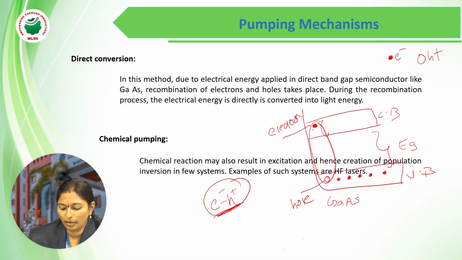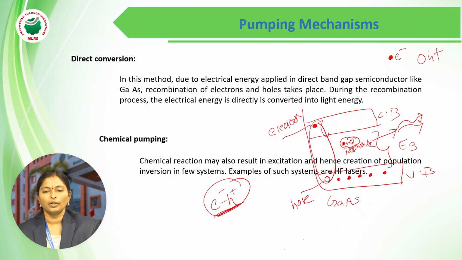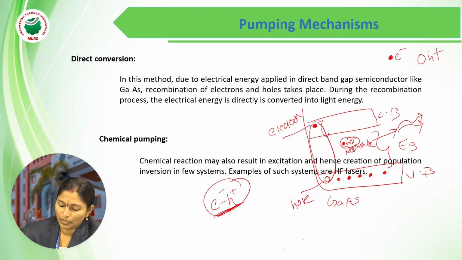After some time, what is going to happen? The electron will come back to the valence band. At the time of coming, the electron and hole will recombine at the junction, and due to this recombination, they emit some radiation. There are two types of recombination. One is radiative recombination and the second one is non-radiative recombination.